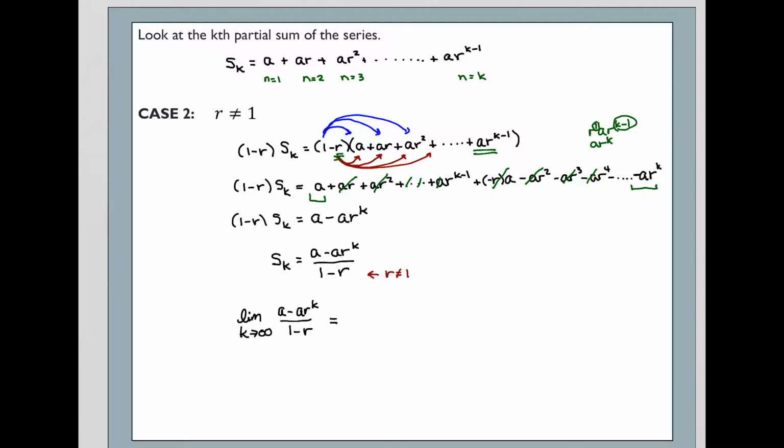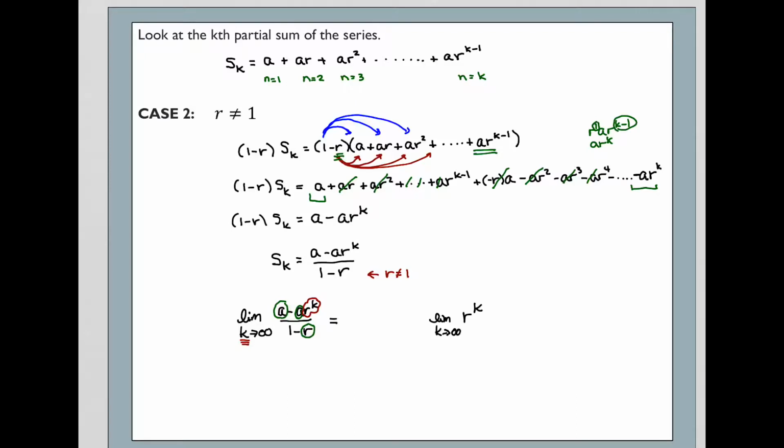Now remember, A is a number. A is just a constant. A is a number, R is a number, right? So the only value here that gets affected as we go to infinity is this value right here, R to the K. This is the only thing that's getting affected as K goes to infinity. So what does that mean? Well, let's just take a look here. I'm just going to put it off to the side. R to the K. What happens as K goes to infinity?